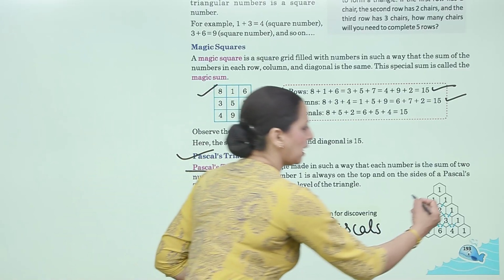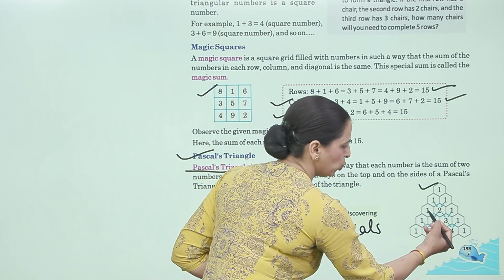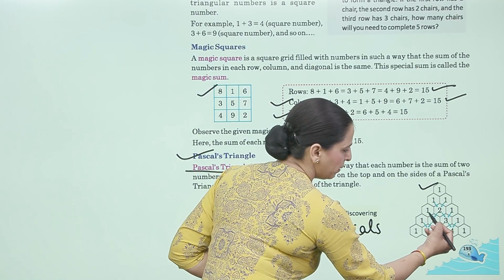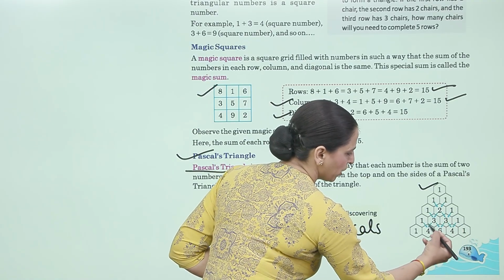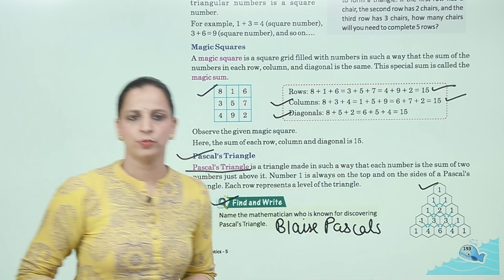Now this is the Pascal's triangle. 1 plus 1 is 2, 2 plus 1 is 3, 2 plus 1 is 3, 3 plus 1 is 4, 3 plus 3 is 6 and 3 plus 1 is 4.